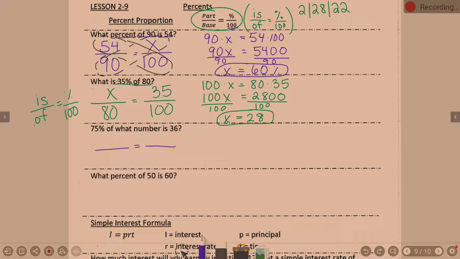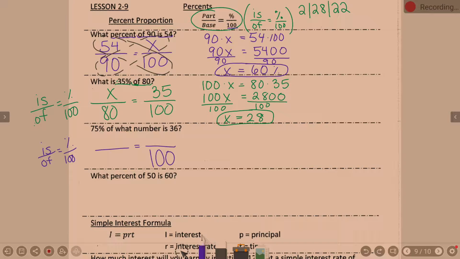Okay. Now, remembering our form here: is over of equals percent over 100. Did I do it right? Oh, I switched one. Okay. What goes on the bottom right, Jacob? 100. 100. Every time. Yep.